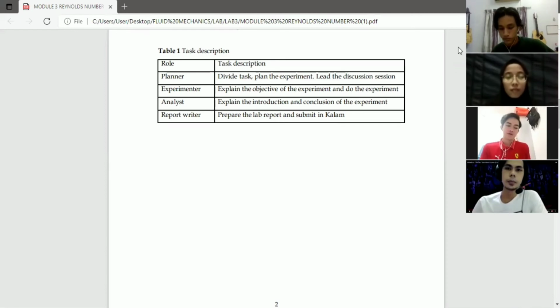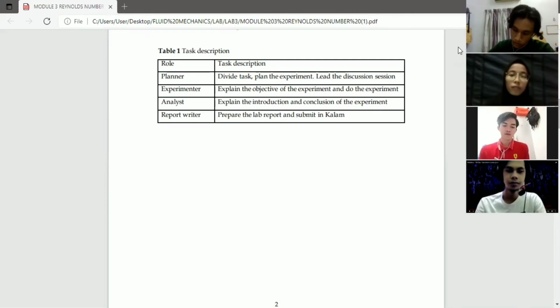Okay, hello everyone. My name is Ryan Henry. My ID is TH20036. Today we are going to do an experiment to determine the Reynolds number. In this experiment, there are 4 roles: planner, filled by me, Ryan; experimenter by Adam; analyst by Amirul; and report writer by Izwani. So, any idea from the experimenter?